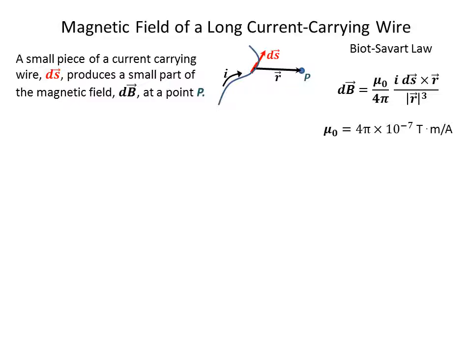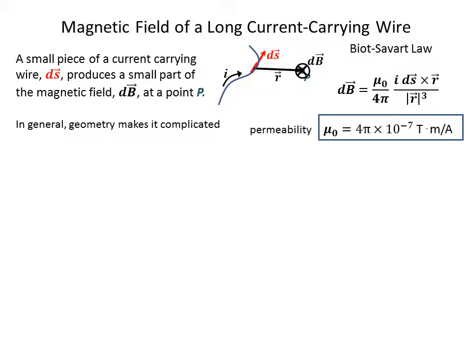There is a law known as the Biot-Savart law, which gives the B field in terms of these quantities. The dB vector is equal to mu0 over 4 pi times the current times the cross product of ds and r, divided by the magnitude cubed of the r vector. Mu0 is known as the permeability, and it's equal to 4 pi times 10 to the minus 7 teslas meters per amp.